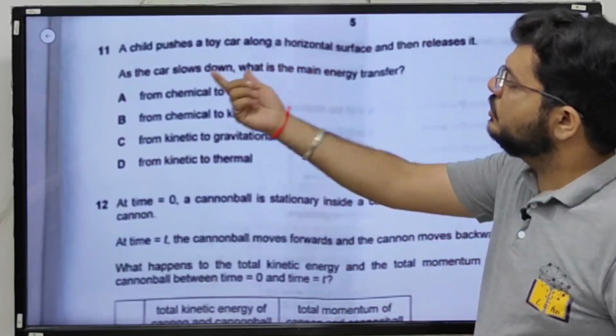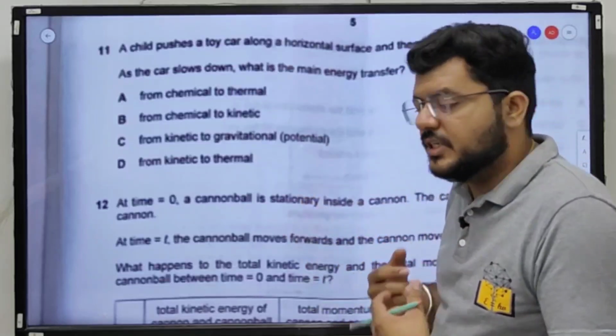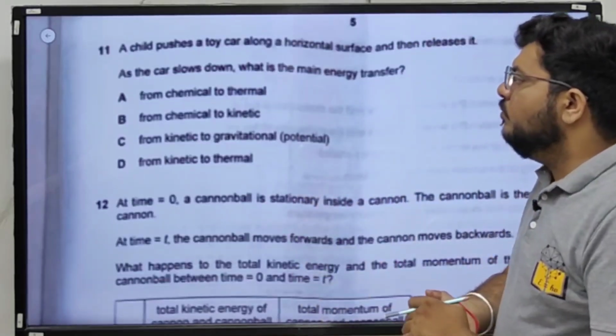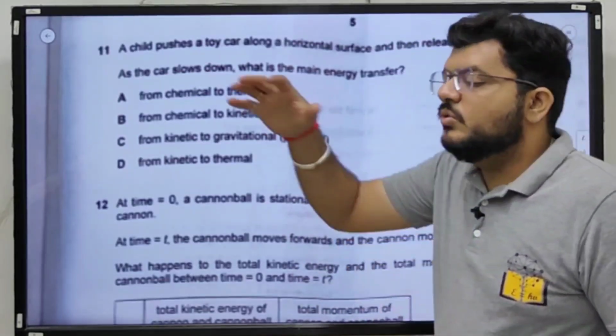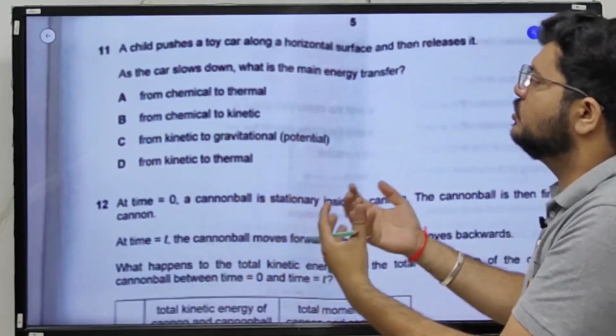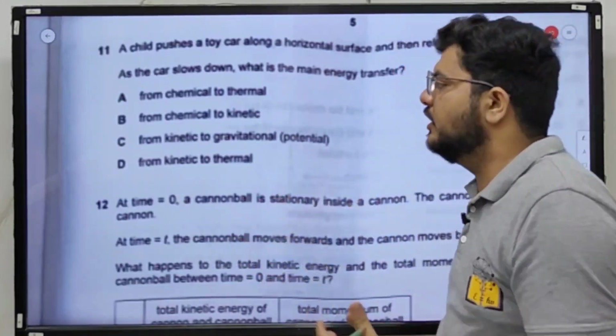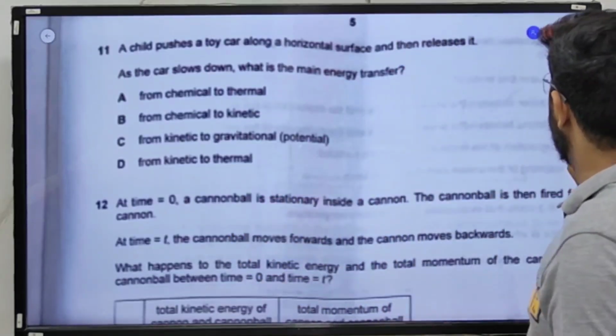So as the car slows down, it must have kinetic energy, right? It must start with kinetic energy. What is the main energy transfer? It's going from kinetic because it's in motion. So it has kinetic energy and goes to heat energy, right? Because friction causes heating. It is dissipating this energy in the form of heat.